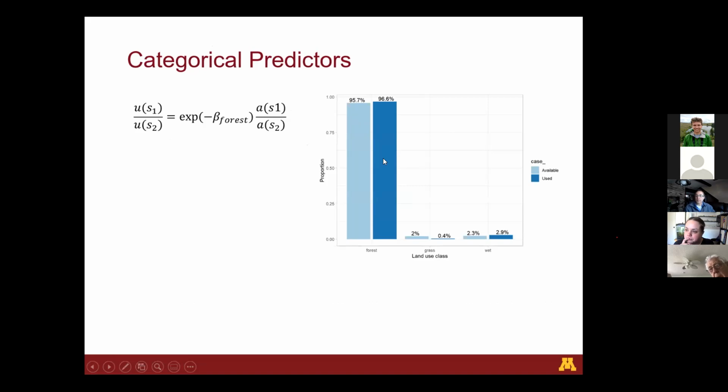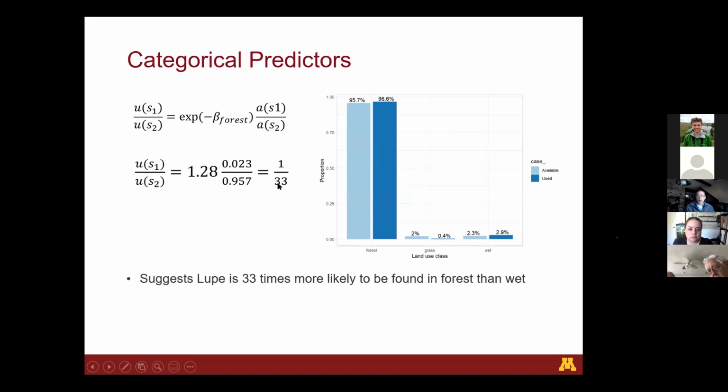But we know from before that those two types of habitat are not equally available. So one thing you could do is adjust this number by multiplying by the relative availability of wet and forested habitat. So this just reflects those proportions on the landscape. And then you would come up with a very different conclusion: that Loopy is 33 times more likely to be found in forest than wet. So although Loopy selects wet habitat more than Loopy would select forest, because forest still comprises a much greater part of the landscape, Loopy would be more likely to be found in forest than wet.